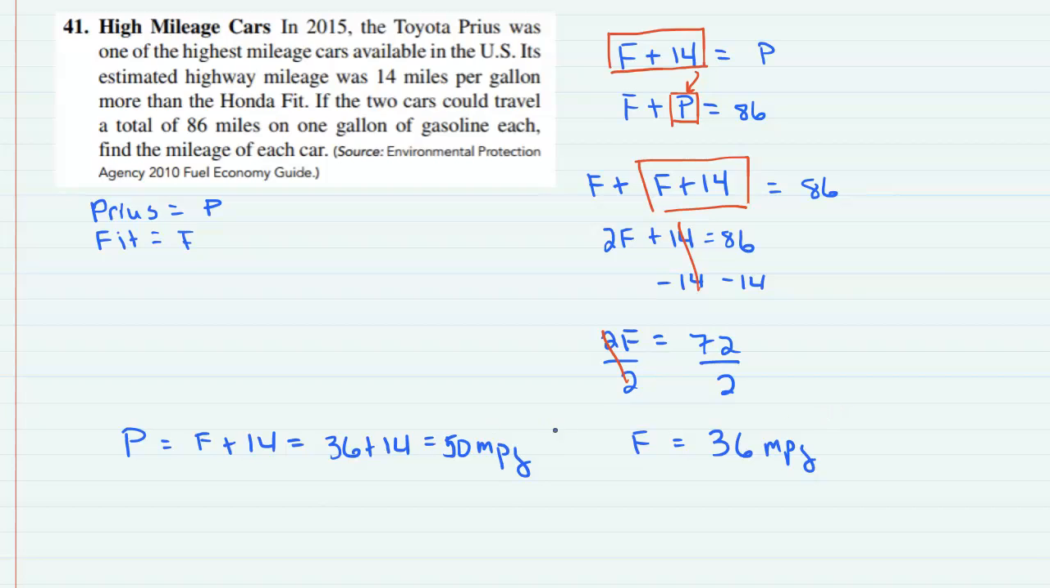All right, so does that make sense? So that's the Prius. That's 50 miles per gallon. And I think it really helps if you get confused to make yourself a little chart so you can compare your answers at the very end. And it said here, the Prius is 14 miles per gallon more than the Fit, and they do total 86. All right, that's it. Thanks.